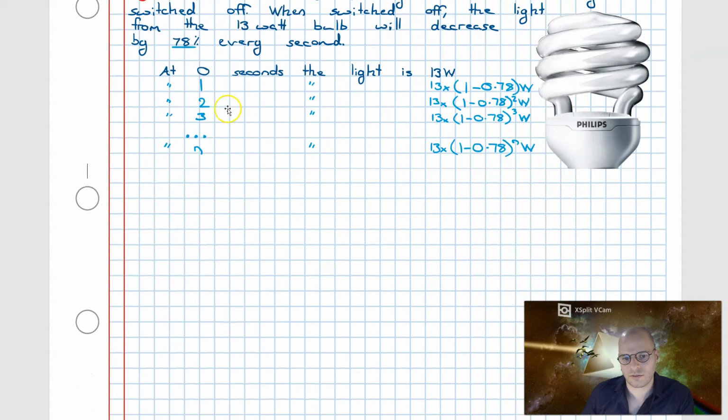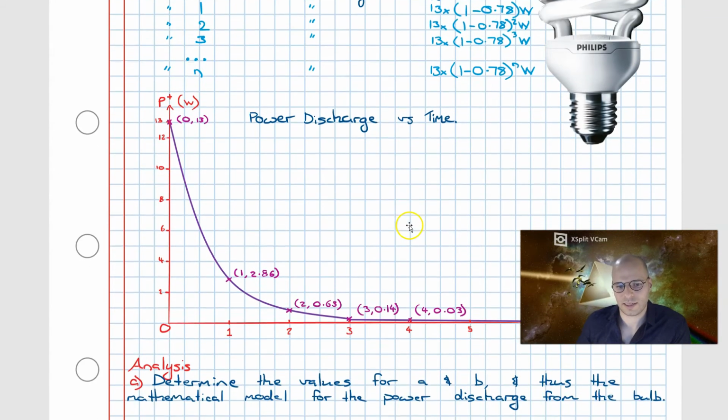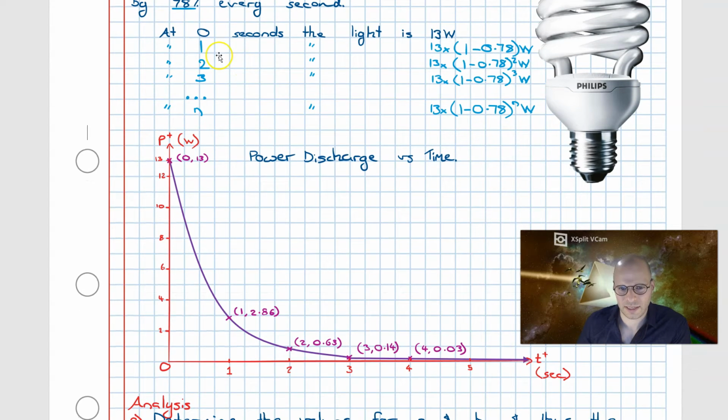Now, using this information, we can plot it and draw a power versus time graph. I've already gone ahead and put this in here. What you can see is our values on the left, so our time is put on our x-axis and the power output is put on our y-axis. So independent versus dependent, or I should say dependent versus independent.